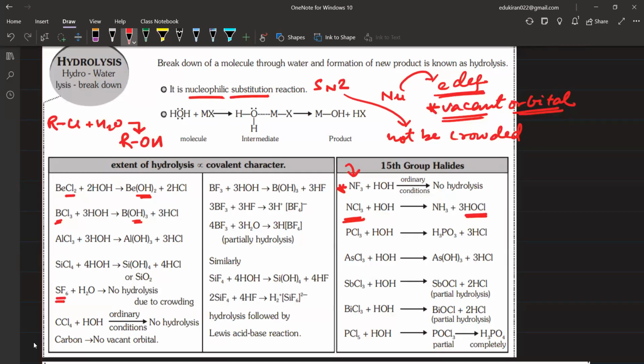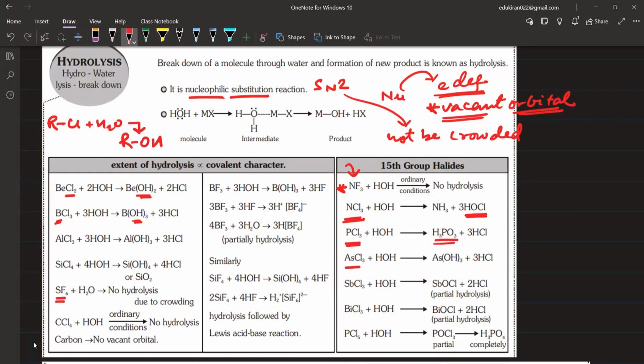Then in the next case, if you have PCl3, तो PCl3 में कहाँ पे अटैक करेगा? PCl3 में अटैक करेगा ये phosphorus में, right? Because phosphorus is not going to have as many lone pair as chlorine is having. तो यहाँ पे किस पे अटैक कर रहा है? Phosphorus पे अटैक करेगा, and that is why you are going to get H3PO3.